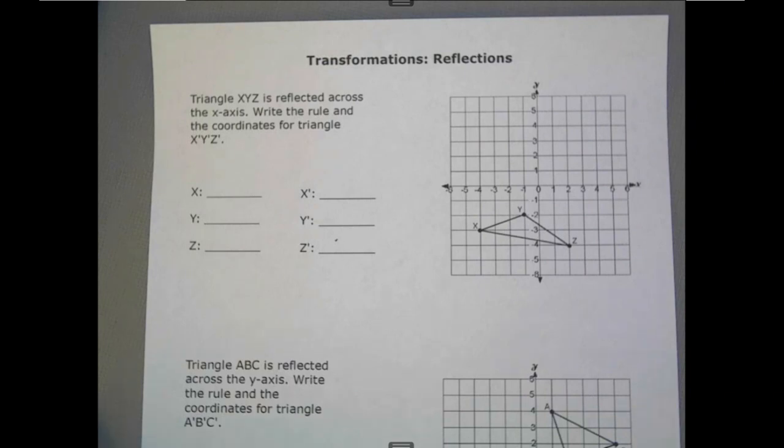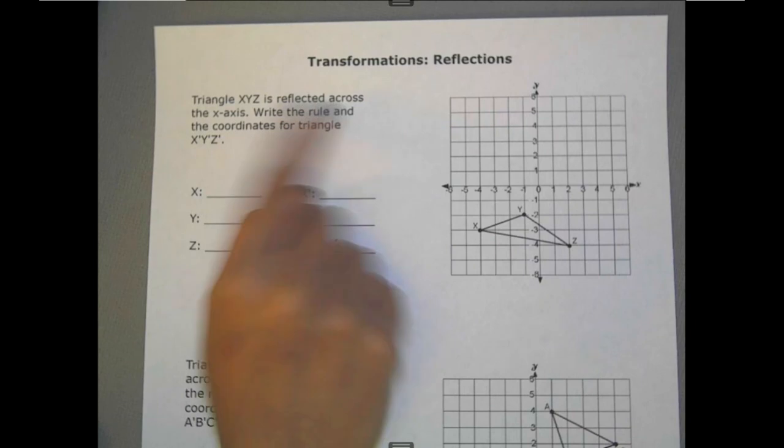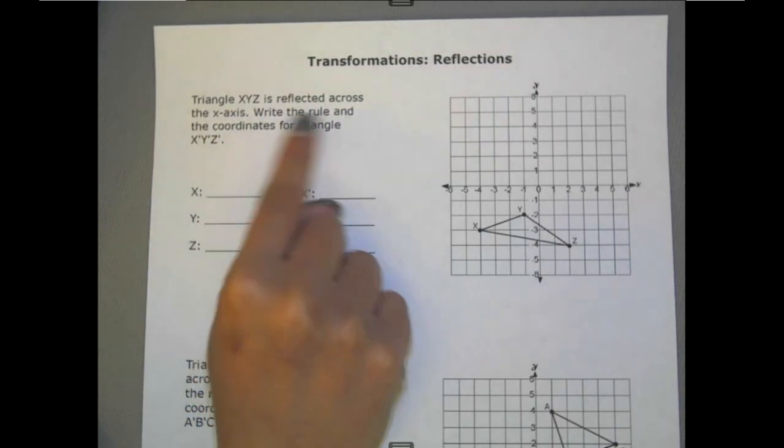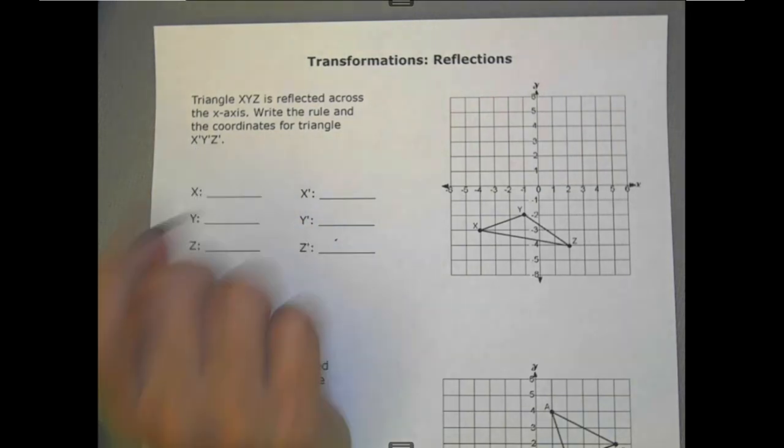So what we're going to do is work two examples. Example 1 says triangle XYZ is reflected across the x-axis. Write the rule and the coordinates for triangle X prime, Y prime, Z prime.